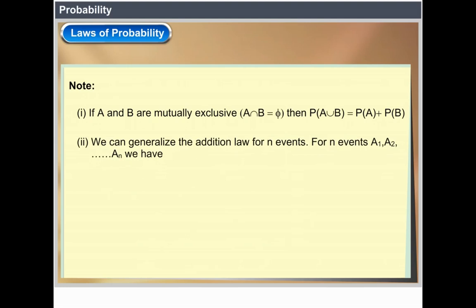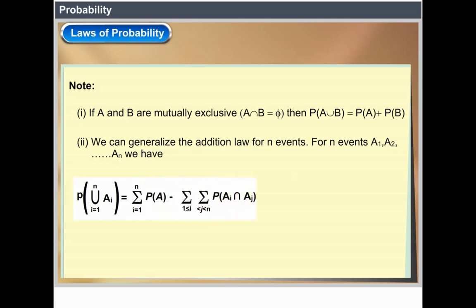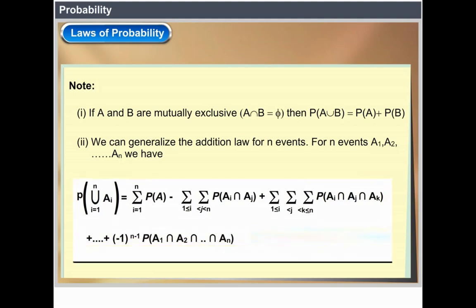We can generalize the addition law for n events. For n events A1, A2, etc., An, we have P of union i equals 1 to n of Ai equals summation i equals 1 to n of P of Ai, minus summation over 1 less than or equal to i less than j less than or equal to n of P of Ai intersection Aj, plus summation over 1 less than or equal to i less than j less than k less than or equal to n of P of Ai intersection Aj intersection Ak, plus etc., plus (minus 1) to the power n minus 1, P of A1 intersection A2 intersection etc. intersection An.